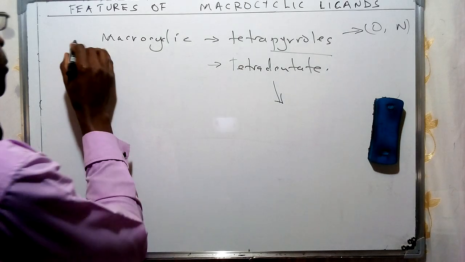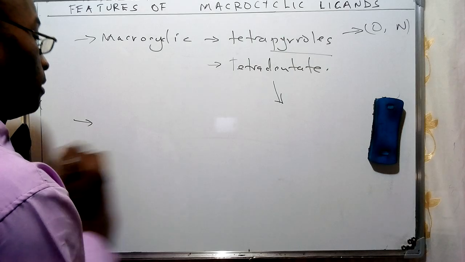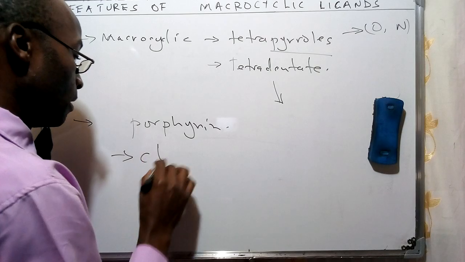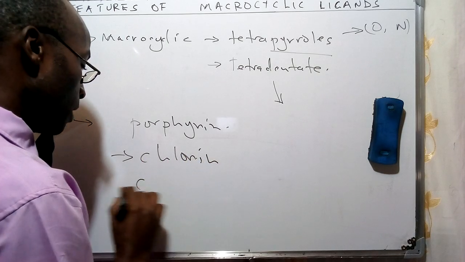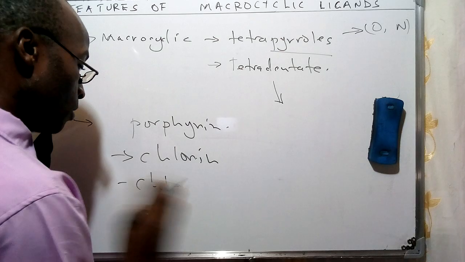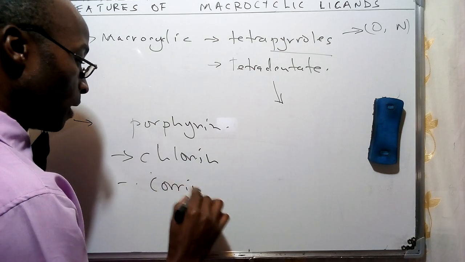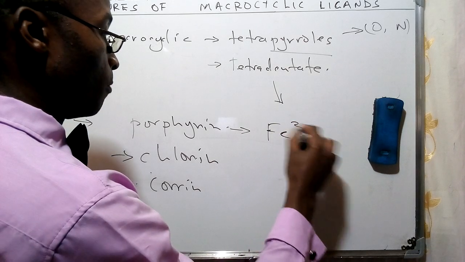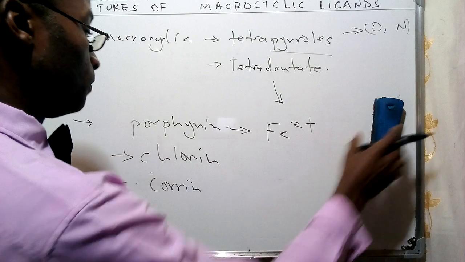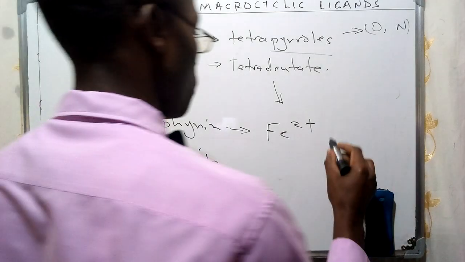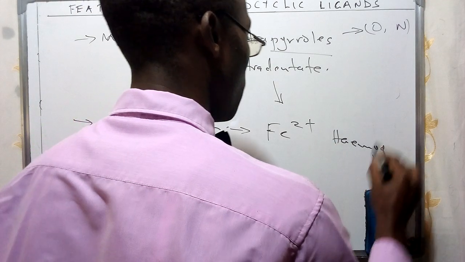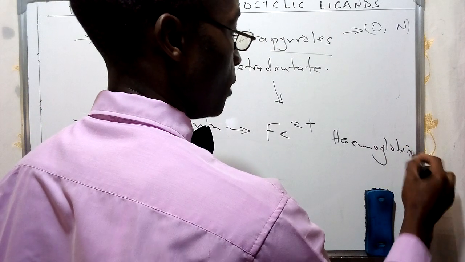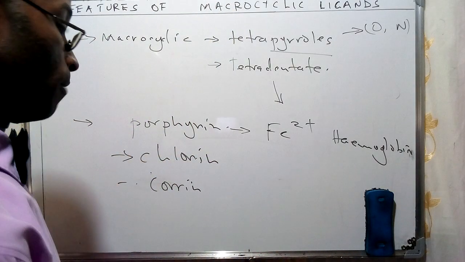And we are given examples of these macrocyclic ligands in terms of porphyrin, the chlorin, and the corrin. So this is going to be corrin. Basically, we are given some of the metals which combine with these to form different types of complexes. For instance, if we have a metal center of iron, then this forms what we refer to as hemoglobin, which is found in blood and ensures that the transport of oxygen around the body is facilitated smoothly.